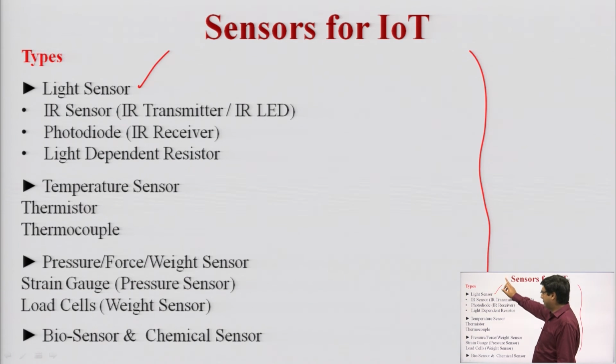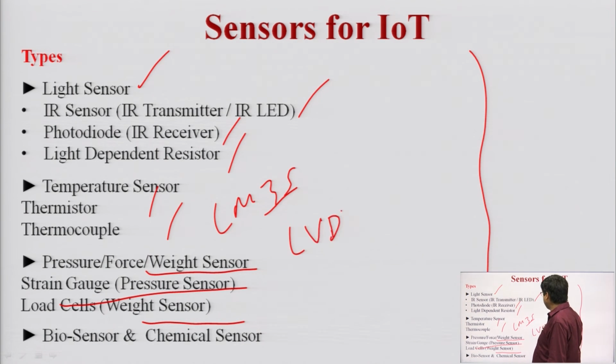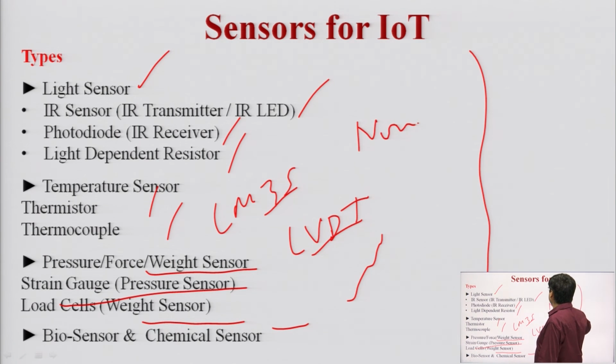First one is the light sensor. We have an IR sensor, a photodiode sensor, LDR sensors. We have temperature sensors: thermistors, thermocouple, and we can also use LM35. We have pressure, force and weight sensors, like the strain gauge sensor, which can measure pressure, load cells, weight sensors. An LVDT is basically a transducer, it is not exactly in the category of sensors. Biosensors, chemical sensors, we are not limited to this. We have numerous types of sensors, and we are taking some common ones.